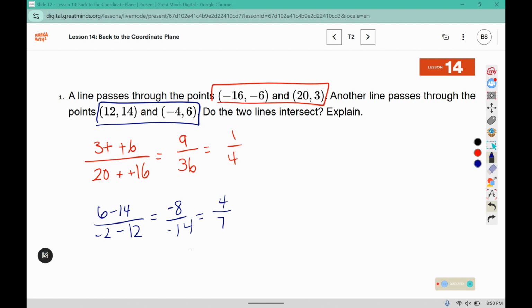Hold on, it should be a negative 4 here for the x2. Negative 4 minus 12 is negative 16. So 8 and 16 both have 8 in common. So this is 1 and 2. Since they have different slopes, they will intersect.